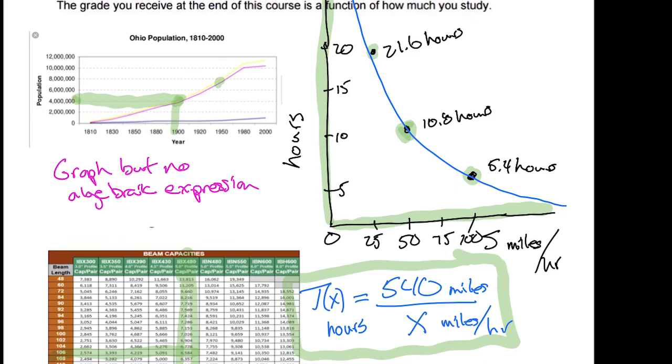In this case, you could chart it, but you also have a formula. There's an algebraic expression for the time in hours. If you tell me x miles per hour, the time for that speed is 540 divided by x. There's a formula for it. So some functions have algebraic expressions. Some functions have just a chart.